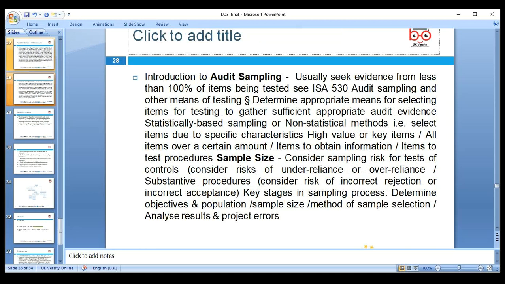Audit sampling usually seeks evidence from less than 100% of the items being tested, under International Standard on Auditing 530. Audit sampling means determining an appropriate means of selecting the items to test and gathering sufficient appropriate audit evidence. It can be statistical or non-statistical, such as random sampling or quota sampling, whichever technique you use. For sample size, consider the sampling risk and the tests of substantive procedures. So that's all we need to make sure we go through.